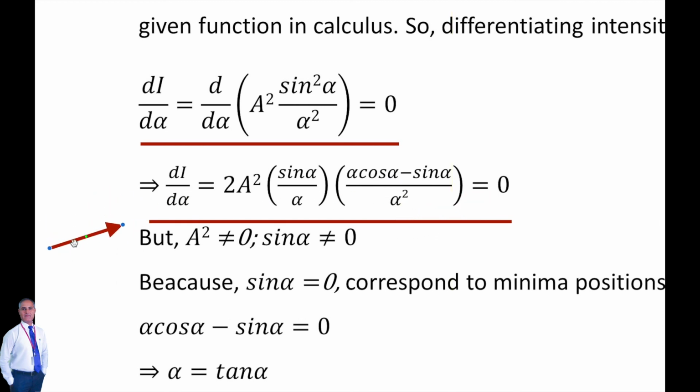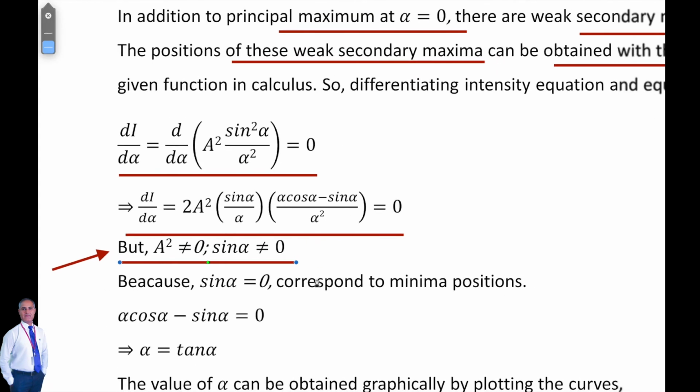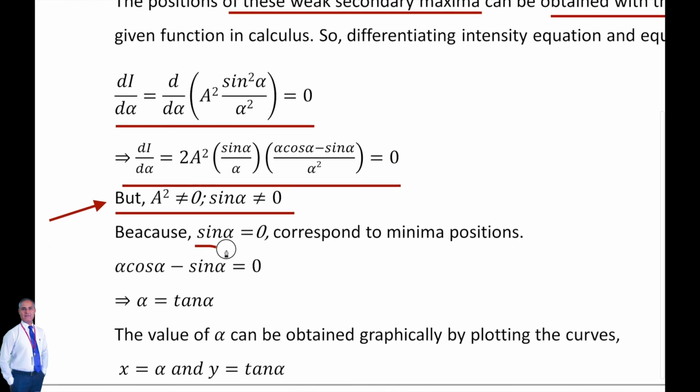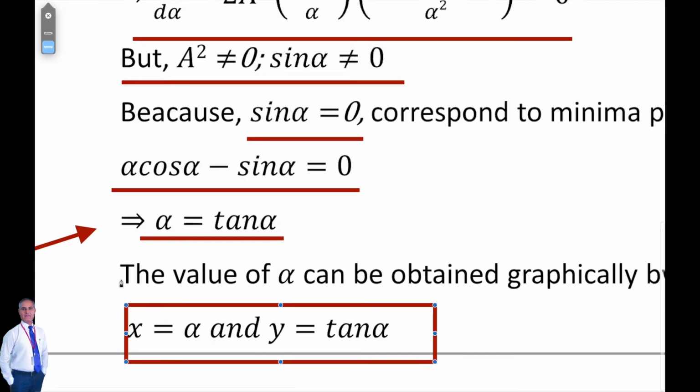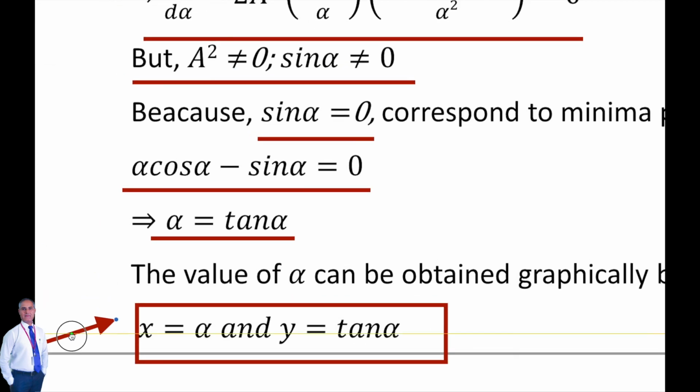But as we know, capital A square is not equal to 0 when sine alpha is not equal to 0, because sine alpha equal to 0 corresponds to the minimum position. Therefore, alpha cos alpha minus sine alpha is equal to 0, which gives us alpha is equal to tan alpha. The value of alpha can be obtained graphically by plotting the curves. Therefore, if x is equal to alpha and y is equal to tan alpha, we can plot the graph as shown in this diagram.